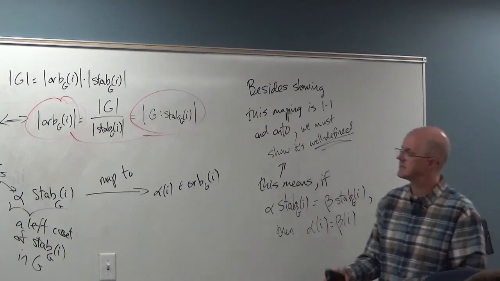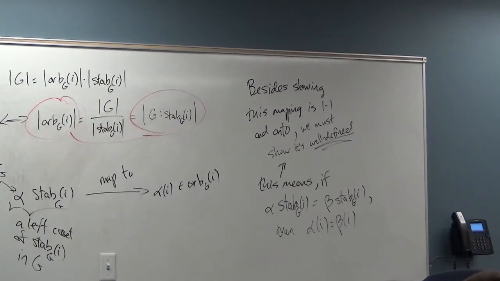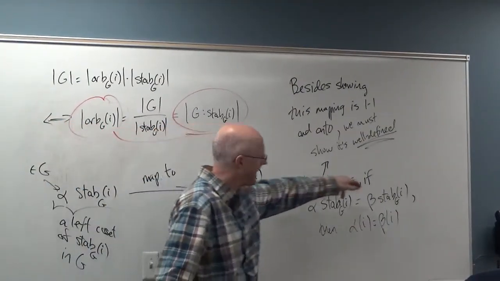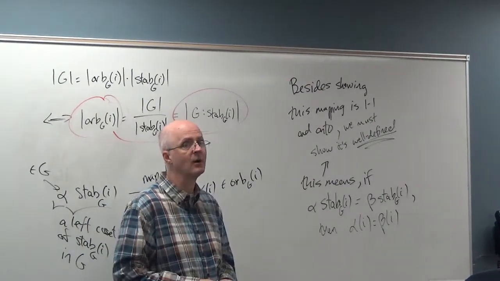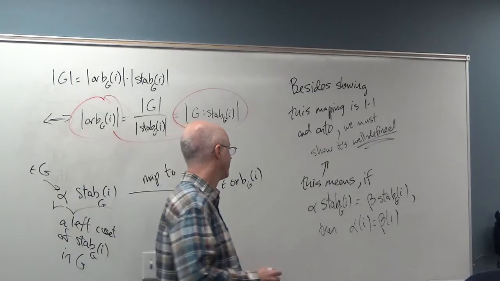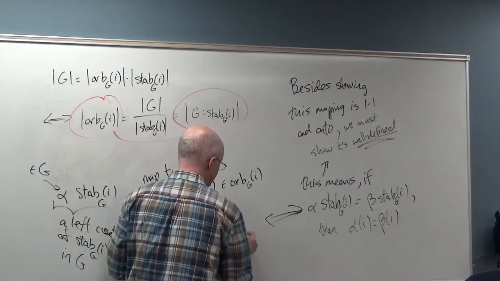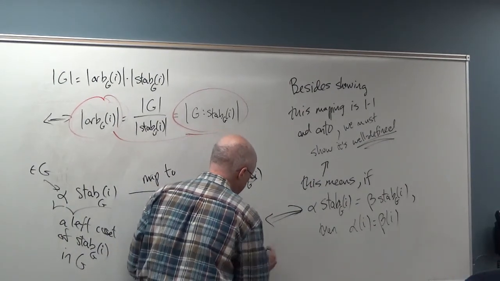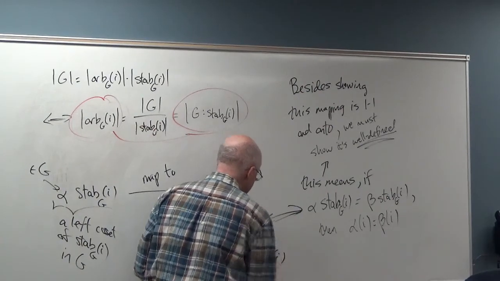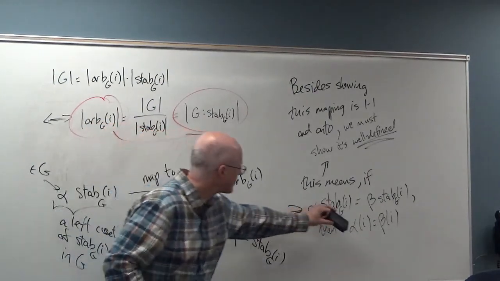In order for this mapping to make sense, that better be true, because you can have different representatives for the same coset. This can be true even when alpha and beta are different. In fact, by one of the properties of cosets, this is true if and only if alpha inverse beta is in the stabilizer. For some reason, I keep writing my b's as n's. So that would be the thing you need to verify, that is, if this is true, then that's true.